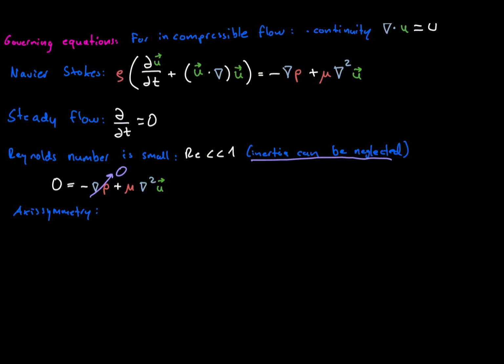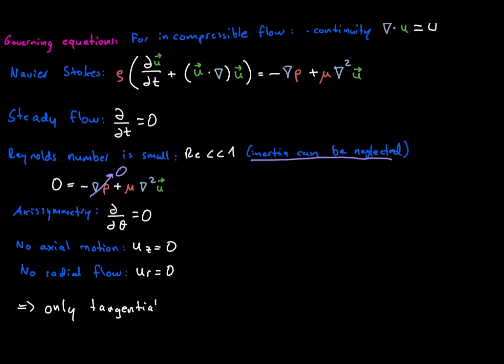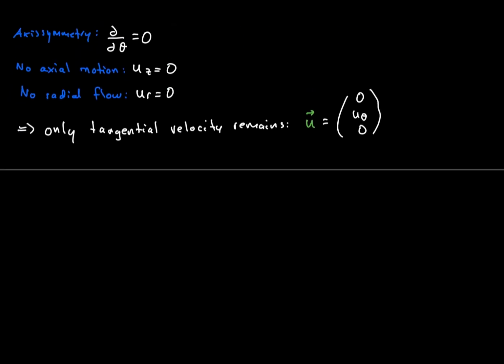Next, we consider the symmetry of the problem. The system is axisymmetric, so nothing depends on the angular coordinate theta. There is no motion in the axial direction, so u_z equals 0. There is also no radial flow because the cylinder walls are impermeable. Therefore, u_r equals 0. The only remaining velocity component is the tangential velocity u_theta, which depends only on the radius r.